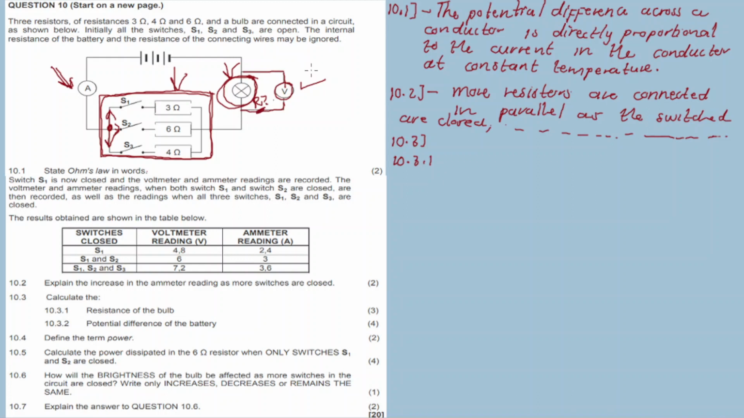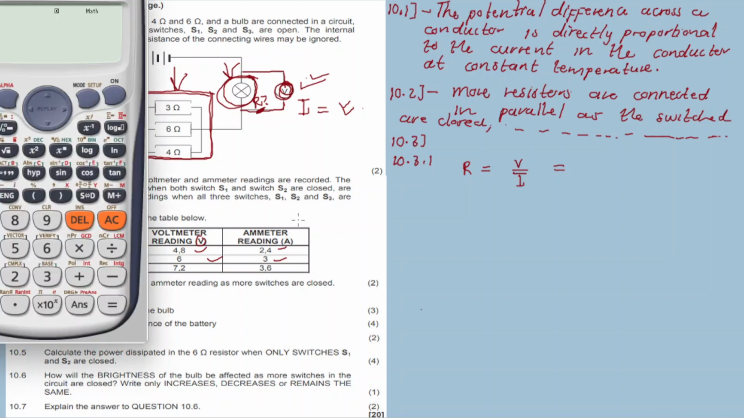In order to calculate the resistance for this bulb, we want R. In order to calculate R, you will need the potential difference across this R, which I'll explain in a moment, and then I also need the current across this R. So for question 10.3.1, it doesn't matter which values we use, because this voltmeter reading is for this bulb R, and this current is also for this bulb R.